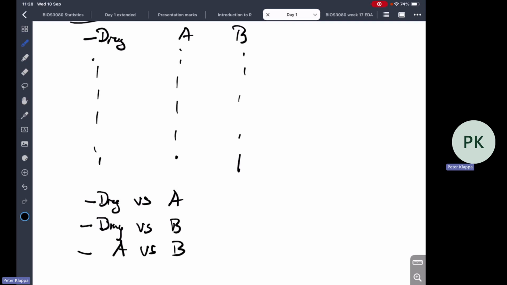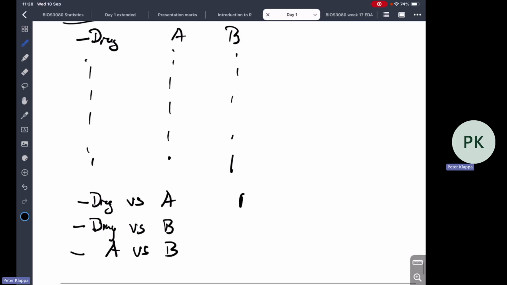Yeah, true? So I compare this, I compare this, and I compare this one here. So I do 3 comparisons. Yeah, makes sense? With 3 comparisons, that's fairly straightforward. You do this t-test in Excel 3 times, and you get 3 p-values. So we get p-value 1, p-value 2, p-value 3.